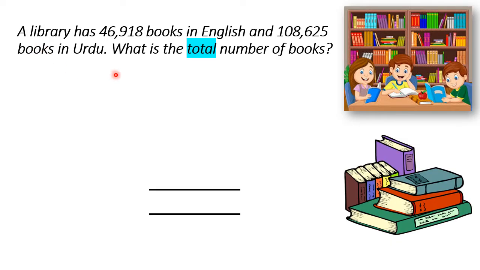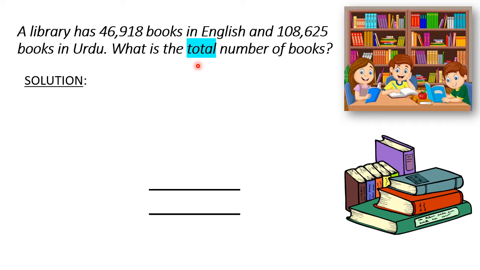So students, this is our second example. Let's suppose this is a library which has 46,918 books in English and 108,625 books in Urdu. So what is the total number of books? By this highlighted word total, you can easily understand that we have to find the total number of books in this library. So to find the total, we will perform addition. As you know that total is the keyword used for addition. So let's start our solution.